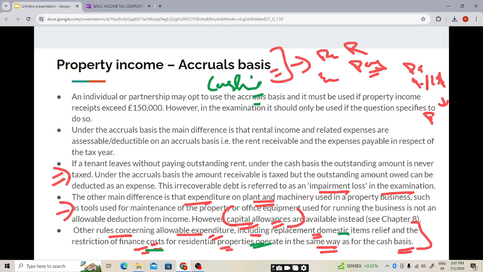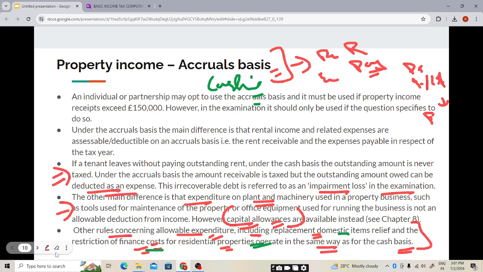Impairment loss is an allowed, deductible expense under the property income head, because it is the accrual basis. Under the accrual basis, you will be taking the income of the whole year. For example, 6th April to 5th April, the whole 12 months' income will be shown. And if in any month the tenant did not pay and ran away, that month you will be reducing as an expense.